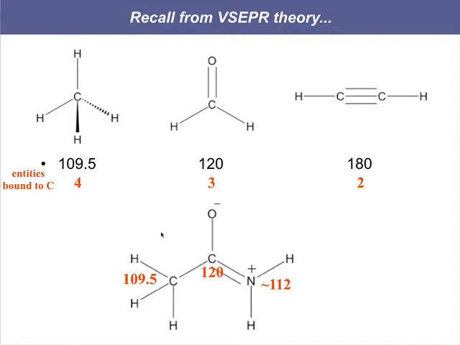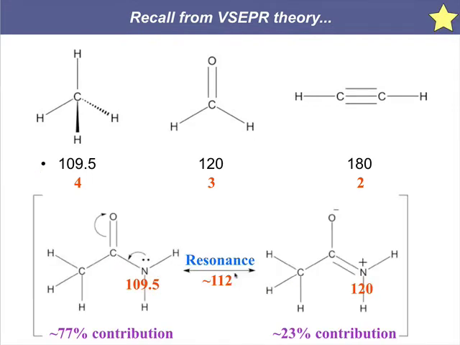Now, in the first structure, like we had here, nitrogen's bond angle should be 109.5. In this structure, nitrogen's bond angle should be 120. We've gone from having 4 entities, the hydrogen, hydrogen, carbon, and lone pair, to 3 entities, just the hydrogen, hydrogen, and the carbon. So here are our resonance structures. Again, one at 109.5, one at 120.